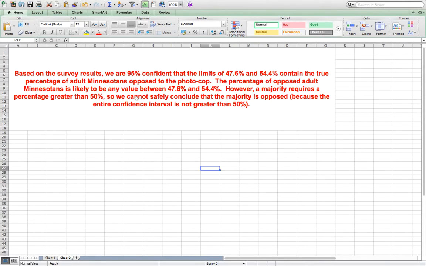However, a majority requires a percentage greater than 50%. Not every value in this confidence interval is greater than 50%. So we cannot safely conclude that the majority is opposed, because the entire confidence interval is not greater than 50%.